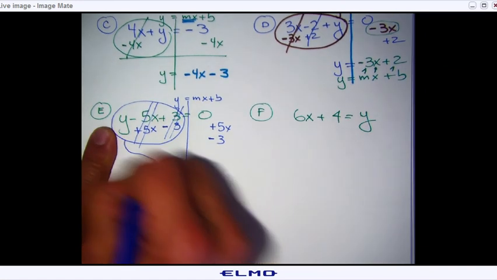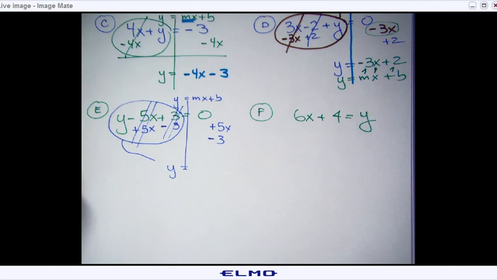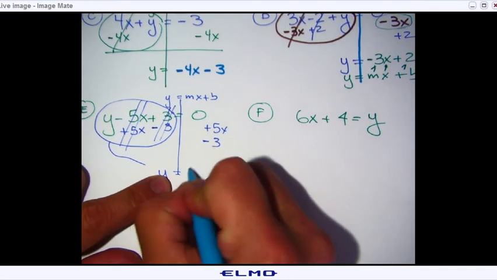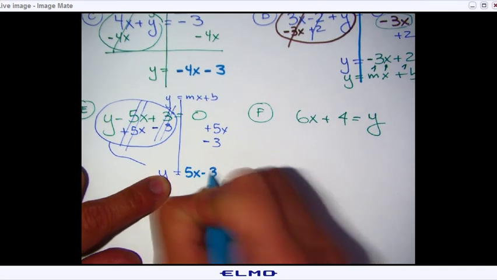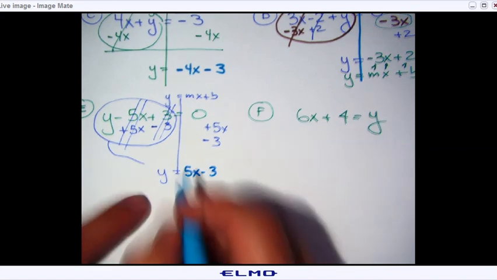So what comes down? The y. Now, what do we do first? Daniel, which one goes first? There we go. Good job. 5x and then the minus 3. Forget the 0 because 0 minus 3 is the same thing. And then we could graph it.